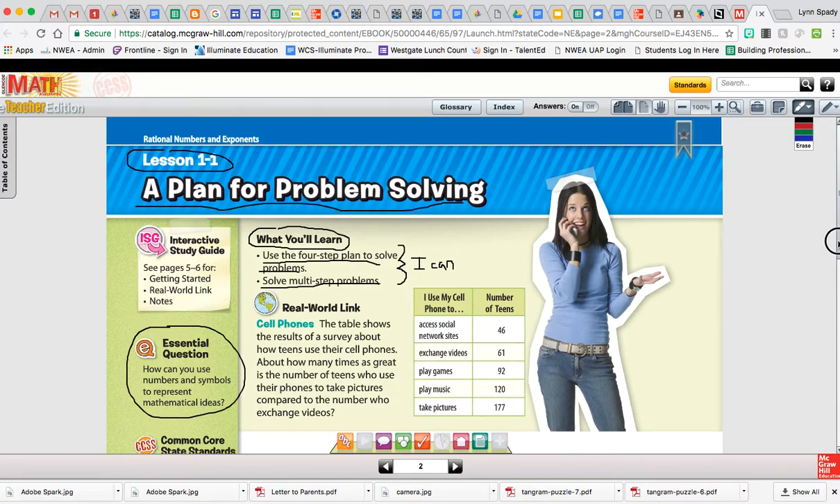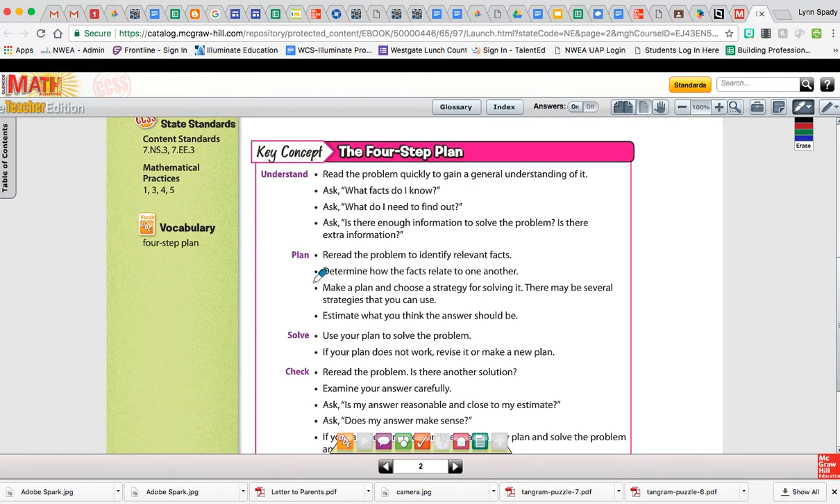If I scroll down the page a little bit, you'll see that the vocabulary is also in the green panel. In this case, we just have one concept to define. And sometimes the key concepts will show up on your note sheets. Other times, I just want you to read through that in your textbook. And so the key concept here is the 4-step plan, which is understand, plan, solve, and check. And so you need to write those 4 words on your note sheet.